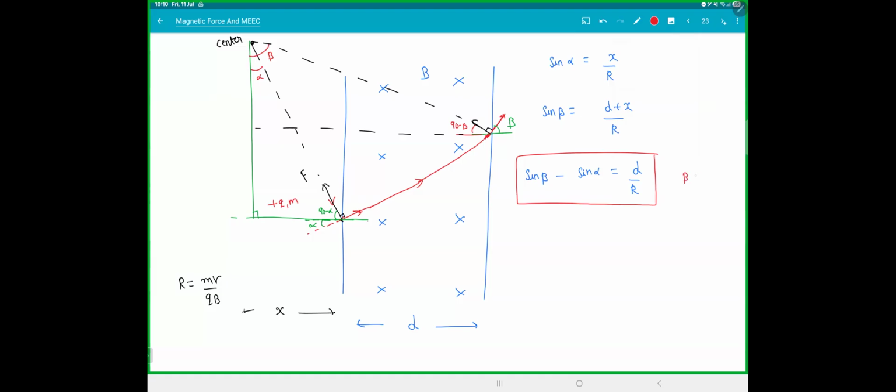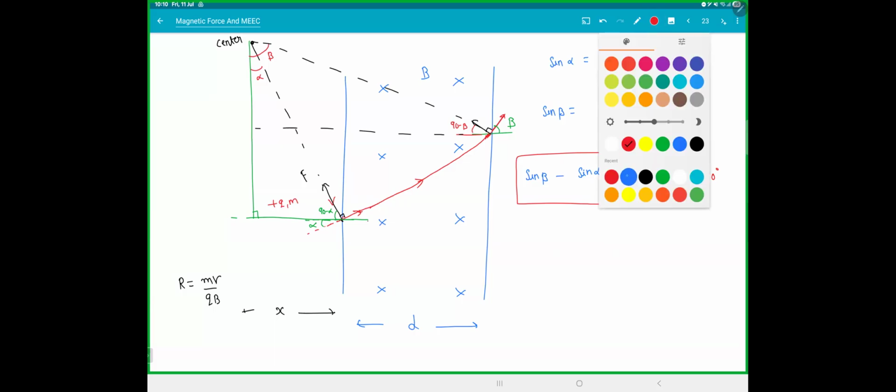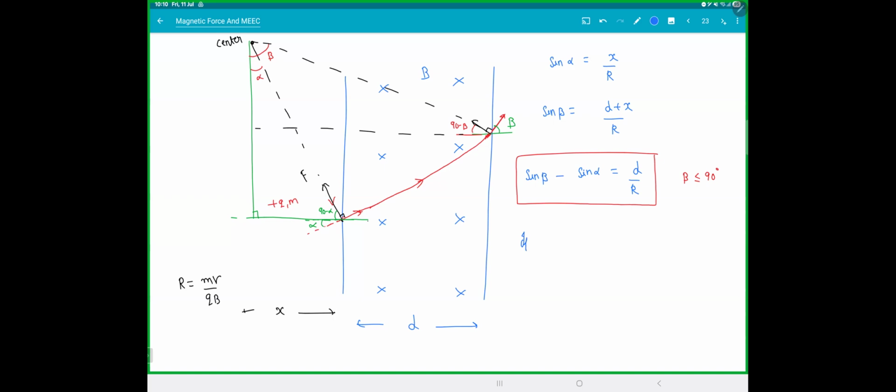Just be careful, beta must be less than or equal to 90 degrees. What if beta is greater than 90? Meaning this region is so thick, the particle entered inside, made a circle and came out. We don't want that case to happen. So beta must be less than 90 degrees. Clear with this? And if alpha is 0, this is your standard case. This is actually easy to solve. You're entering like this, then you'll go out like this. So in this case, it is pretty clear, the center is somewhere here. So you'll get sine beta is equal to d by r.